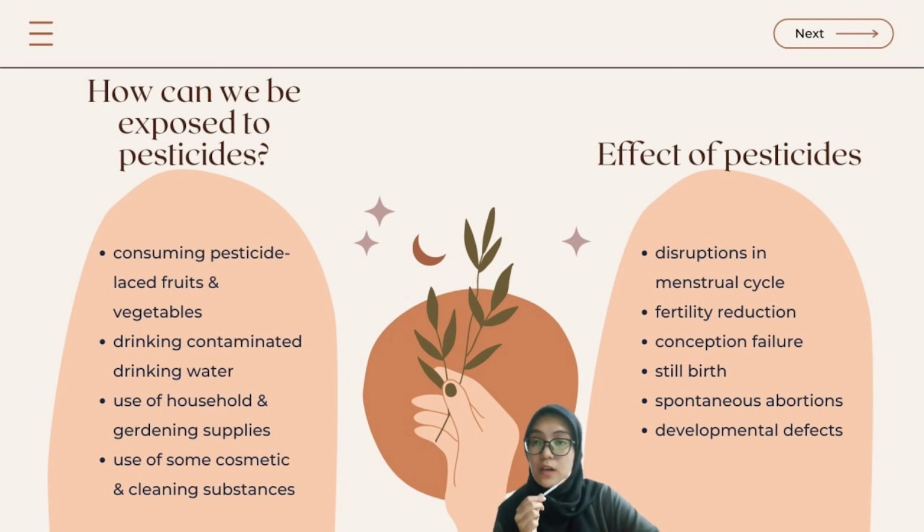Daily exposure to pesticides has been proved by research to cause disruption in the menstrual cycle, fertility reduction, conception failure, which means having trouble getting pregnant, stillbirth, which indicates the death or loss of baby before or during delivery, spontaneous abortions or miscarriage, and lastly, developmental defects of the baby.